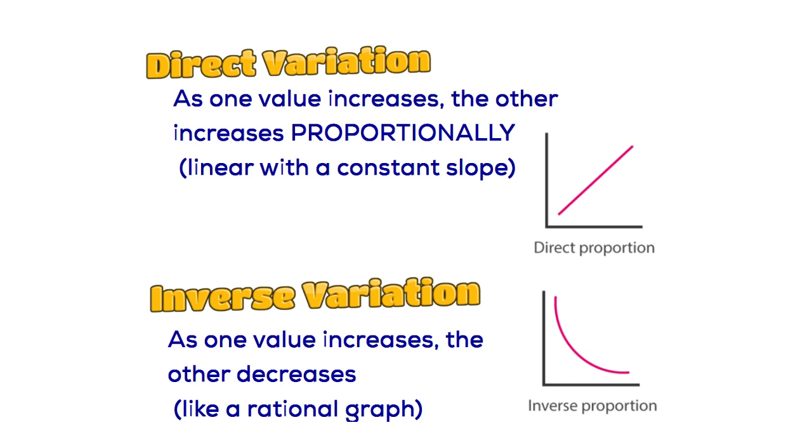Inverse variation, as one value is increasing, the other one is decreasing. An example of that could be like our rational graphs. As I go further to the right, my y value is actually coming downward.